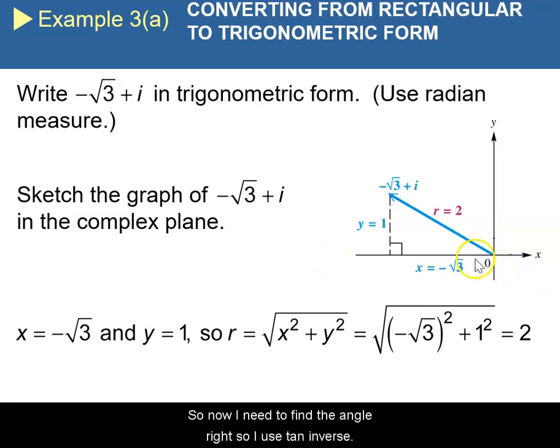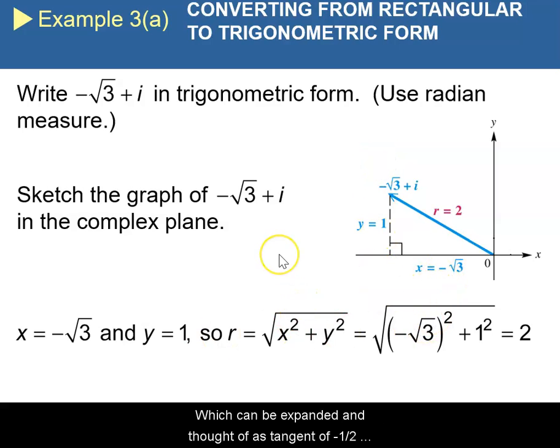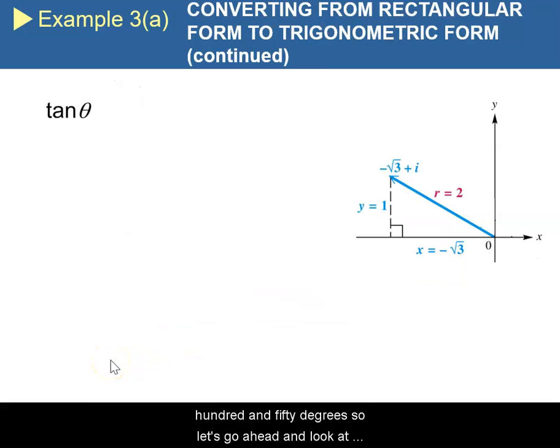So now I need to find the angle, right? So I'll use tan inverse of y over x. So it'll be tan inverse of 1 over negative root 3, which can be expanded and thought of as tangent of negative 1/2 over root 3 over 2, right? Because that's something that we're familiar with, sine and cosine wise. And so that gives me an angle of 30 degrees, but it's on this side, so it's going to have to be 150 degrees.